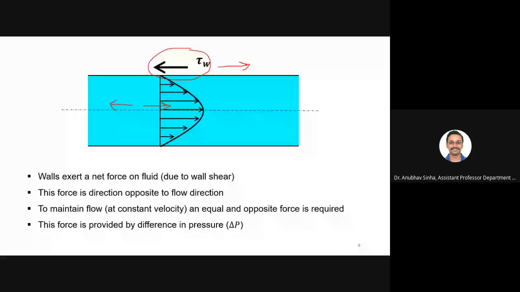Is this okay with everyone? Yes, sir. Fine. So that force is coming from the pressure difference. We provide some delta P, or pressure difference, such that the flow is moving in the forward direction. Again, this requires some concepts from fluid mechanics, but I will just show you some equations.